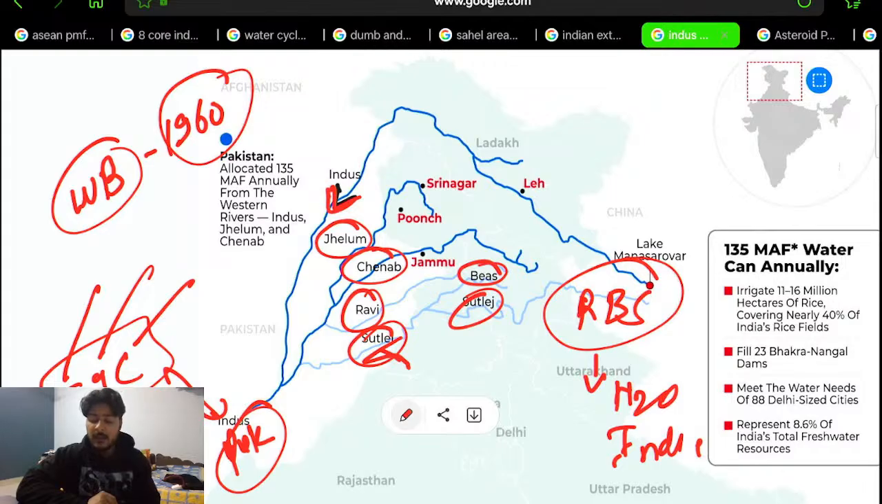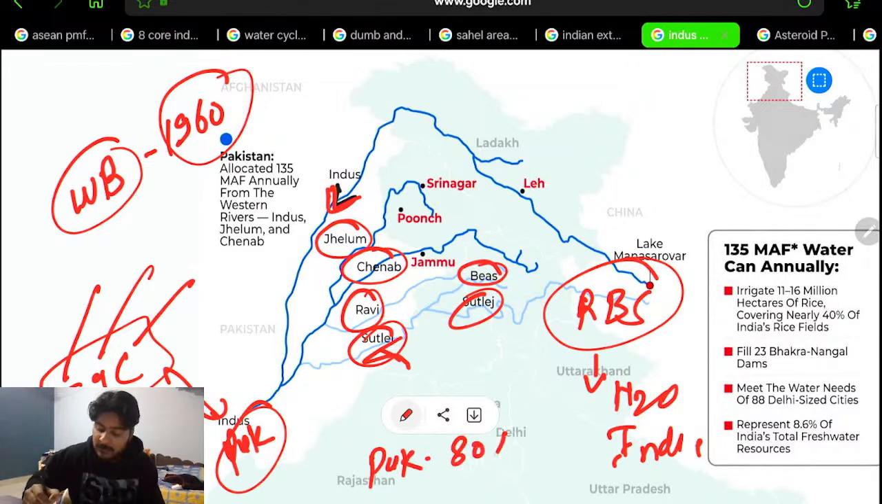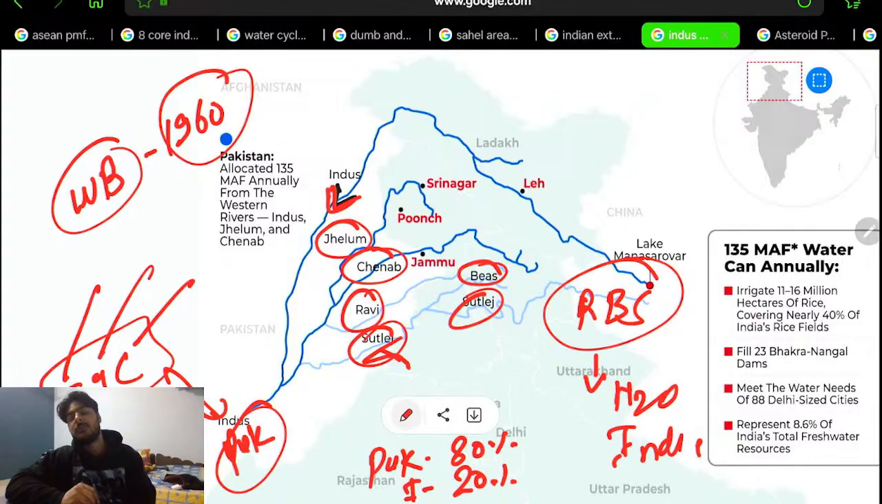In addition to that, Pakistan can use up to 80% of its water, and India can use only 20% of the water. Pakistan can use 80% of the water, and India can use only 20% of the same water. Clear?